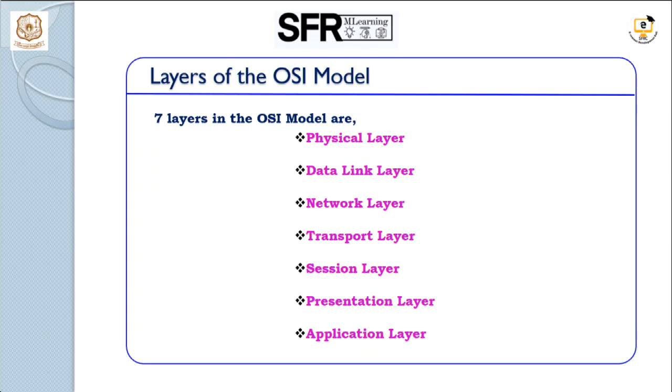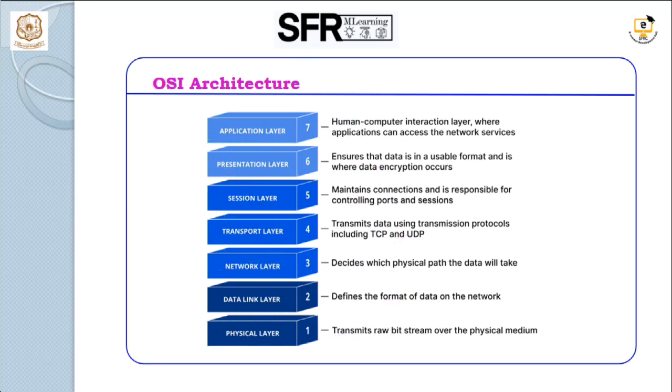So here come the layers of the OSI model. There are 7 layers, which are listed here. They are physical layer, data link layer, network layer, transport layer, session layer, presentation layer and application layer. This diagram depicts the purpose of each layer in the OSI architecture. We discuss from the bottom to the top. The first layer is the physical layer and we move until the 7th layer. Let's get into the layers.